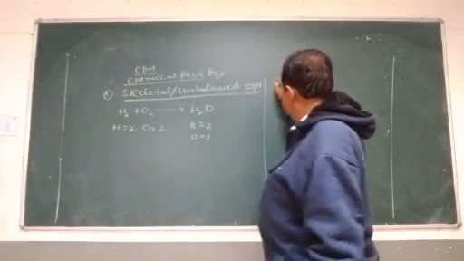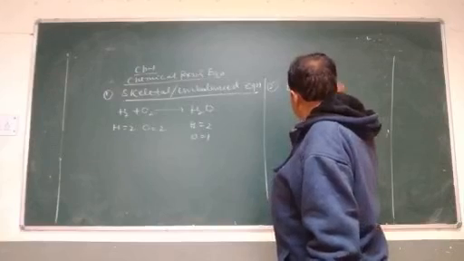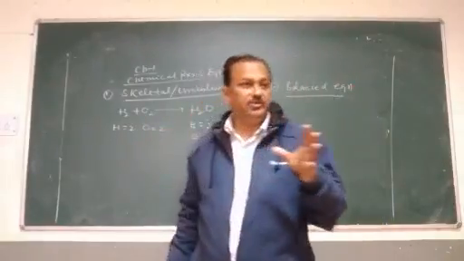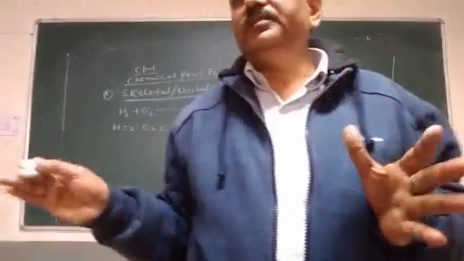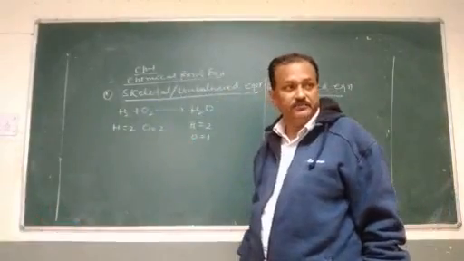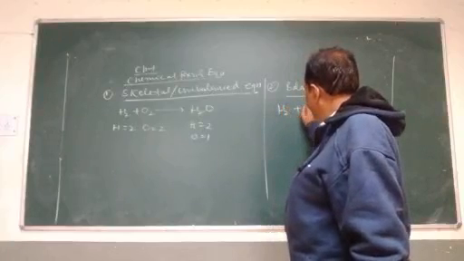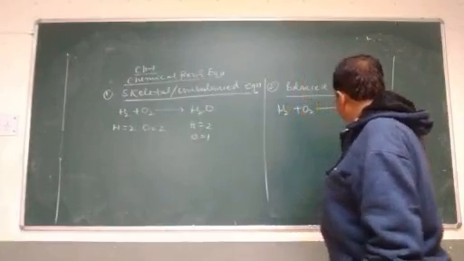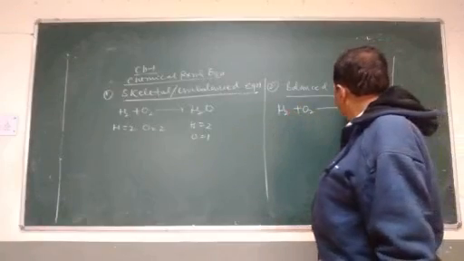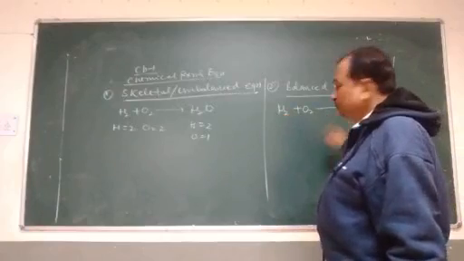Now the second is balanced equation. Just opposite, an equation is said to be balanced when the number of atoms is found to be the same on the two sides of the arrow mark. So here H2 plus O2 gives rise to H2O. This is unbalanced. So we put a 2 here. Here it is 1, so we have to balance it.